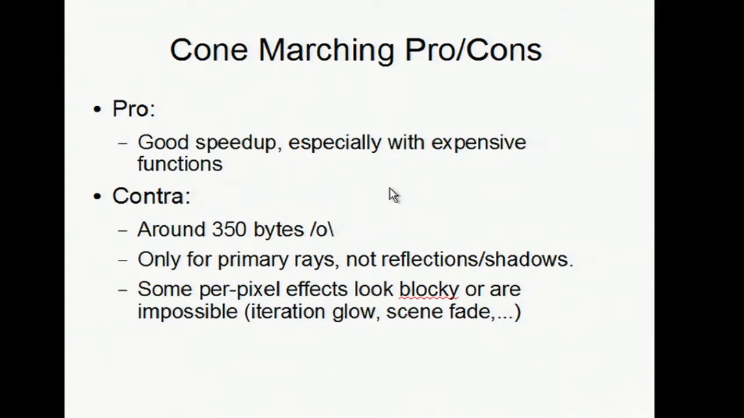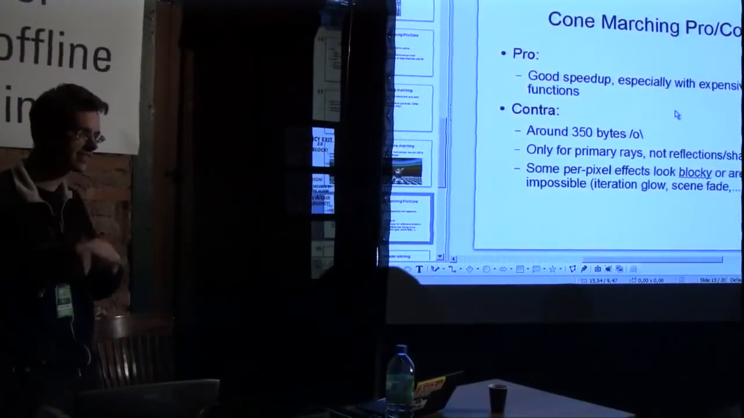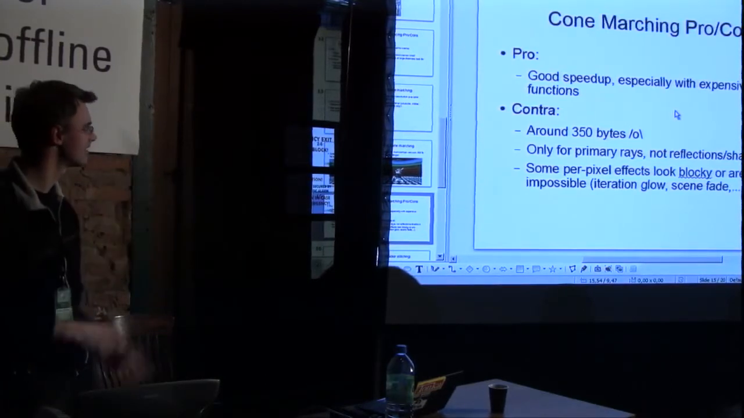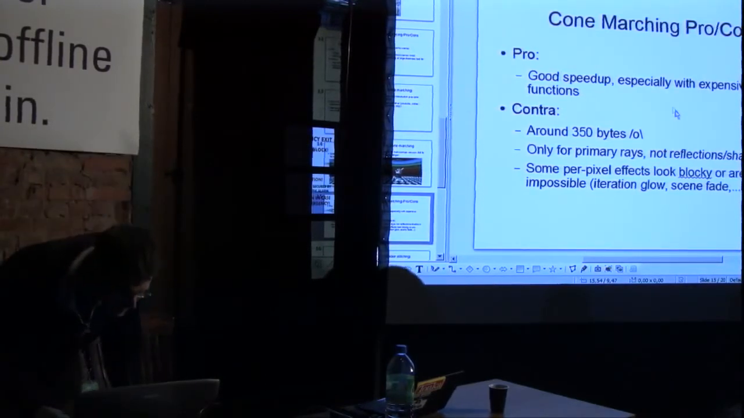It only accelerates primary rays. If you do reflections or soft shadows, forget it. And you can't do certain per pixel effects because they become blocky or just plain impossible. So just scene fades, for instance, where some of the pixels show the current scene and some of the pixels gradually show the next scene. You can do that if you use 16 by 16 blocks of pixels.